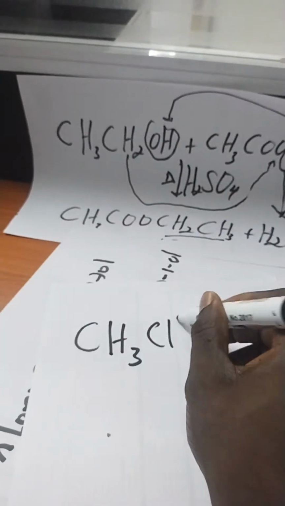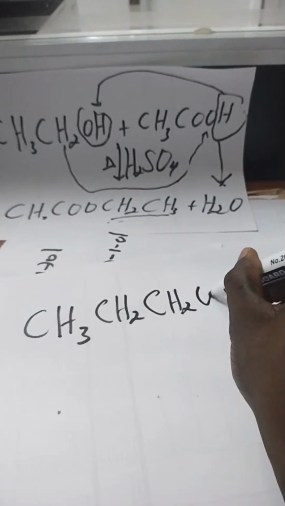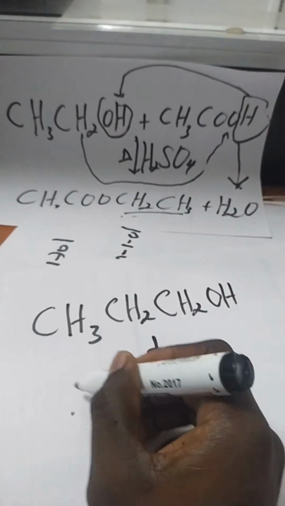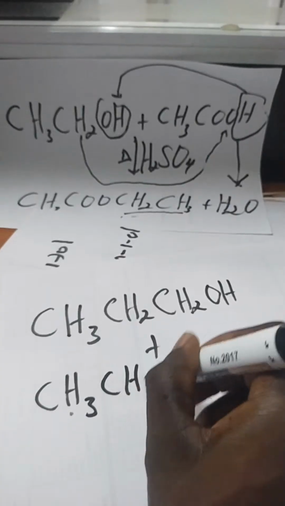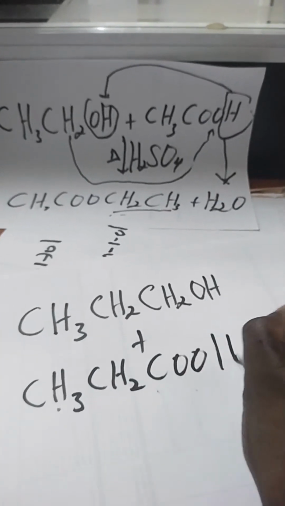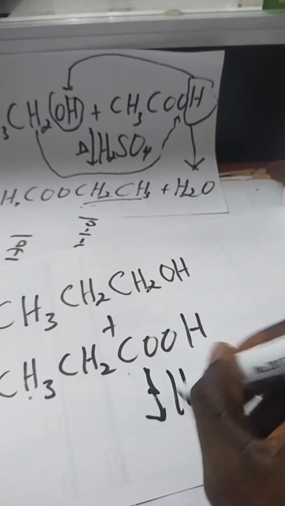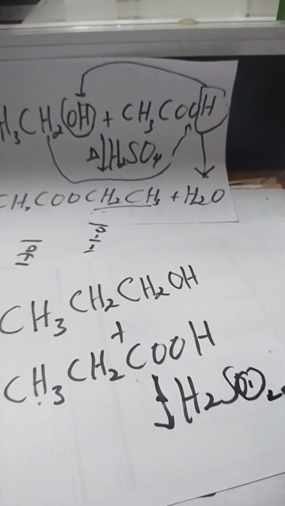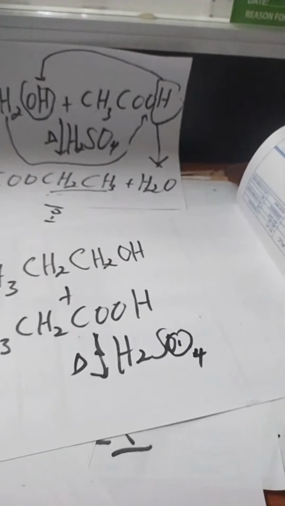CH3, CH2, CH2, OH, reacting with CH3, CH2, COOH. So this is going to happen in the presence of, don't forget, H2SO4, mineral acid. So in the presence of H2SO4, what product will you get?